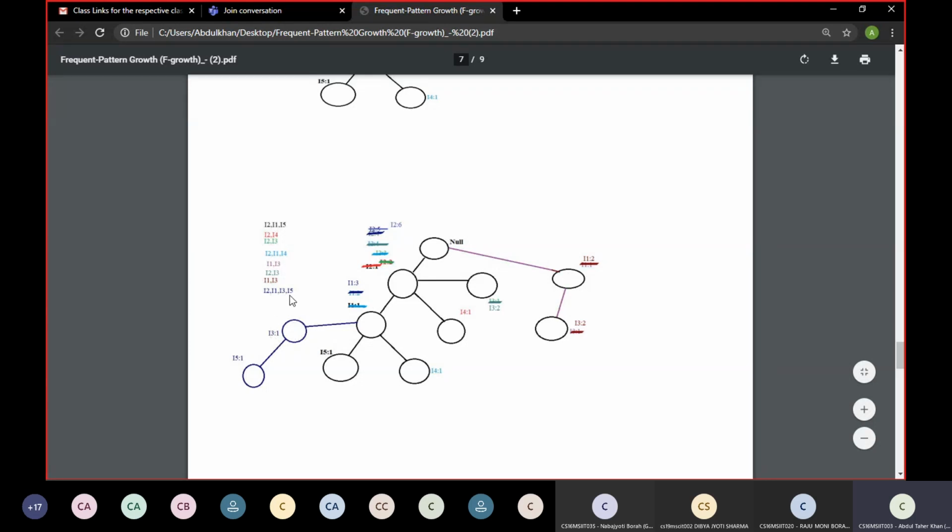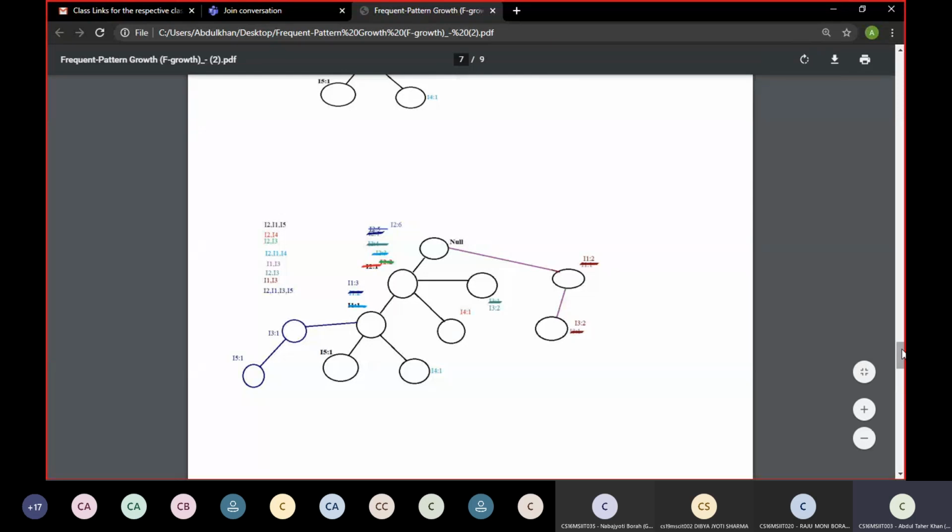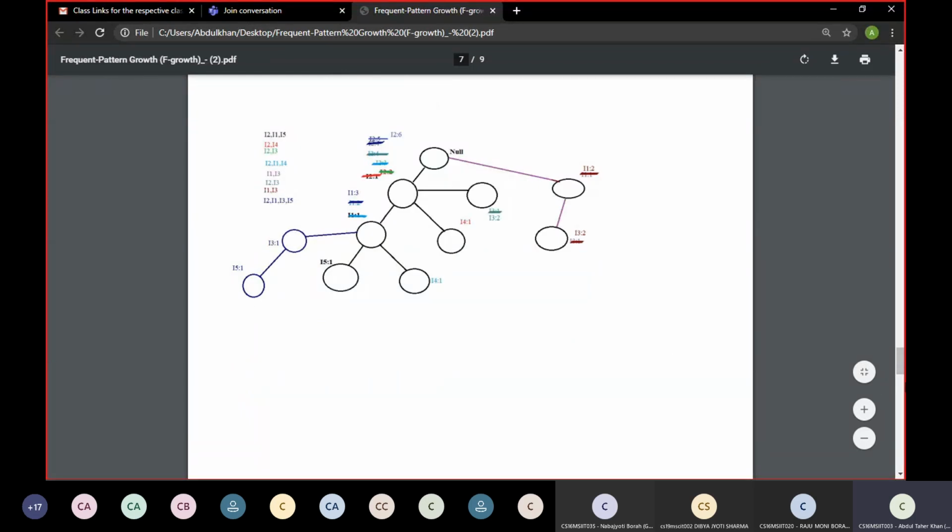Okay, next, sorry, from I1 to I3 we do not have any node, so that's why we created a node. Then we'll take the initial count as 1. Next we create a new node I5. We'll make the initial count as 1.